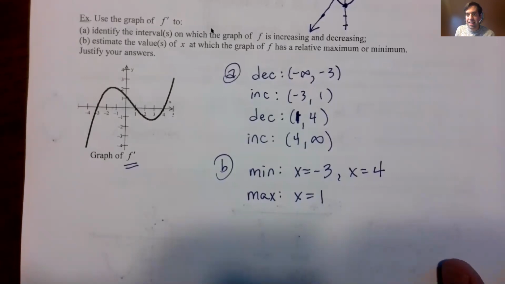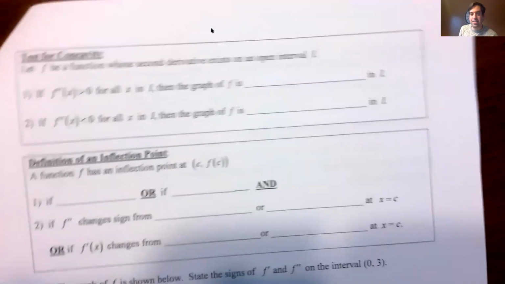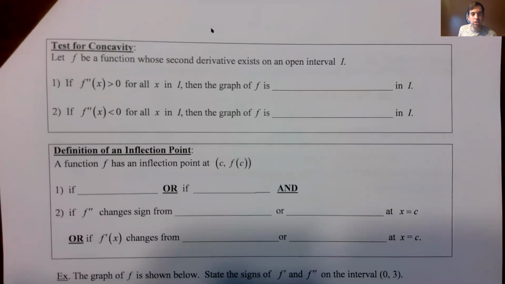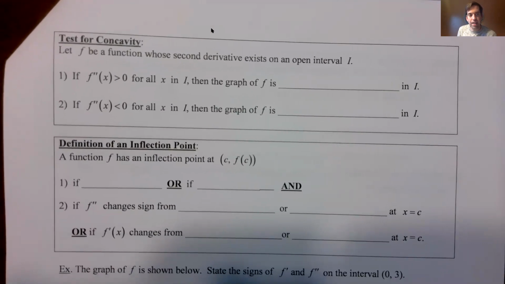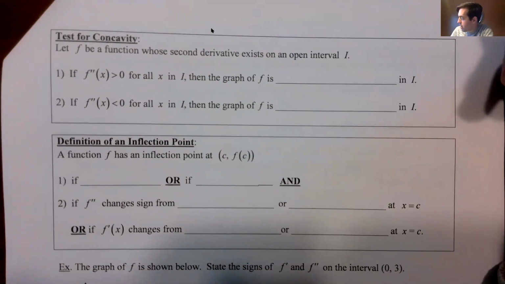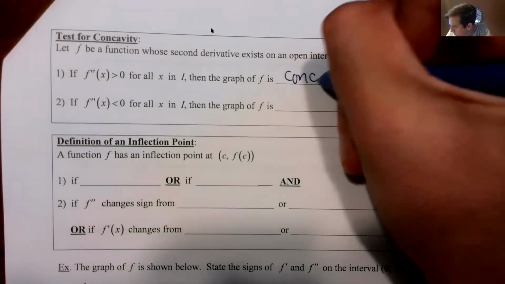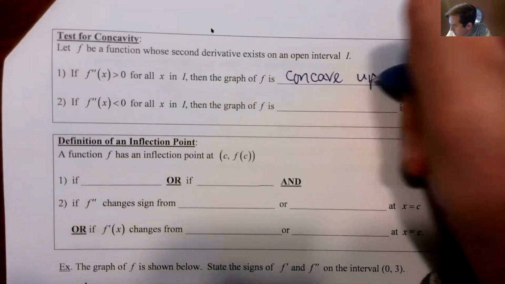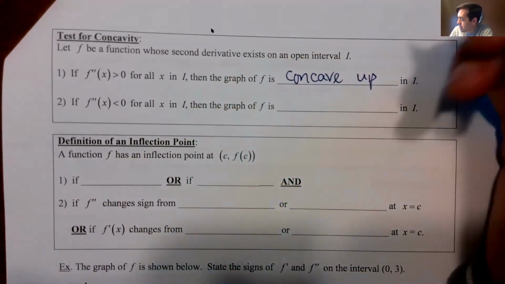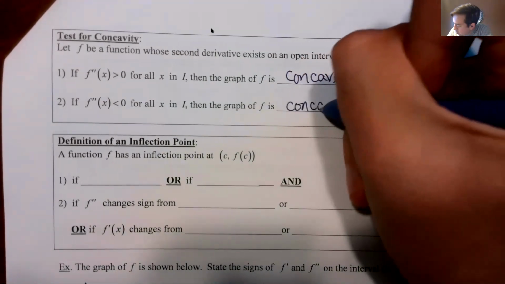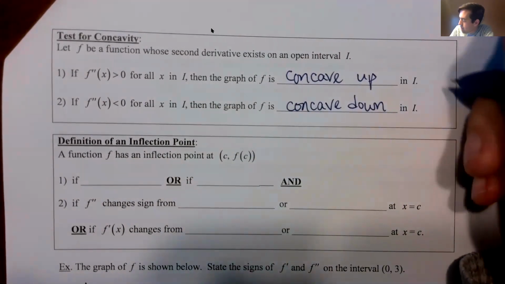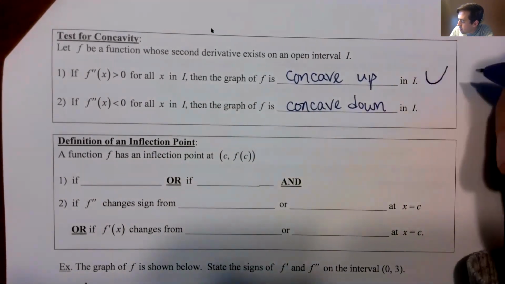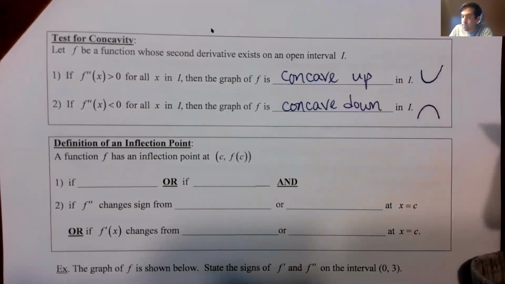Okay, next up is concavity. Let f be a function whose second derivative exists on an open interval I. If the second derivative is greater than 0, then the graph of the original function is concave up. And if the second derivative is less than 0, we're looking at a concave down initial graph. Right, and concave up looks like a smile. Concave down looks like a frown.